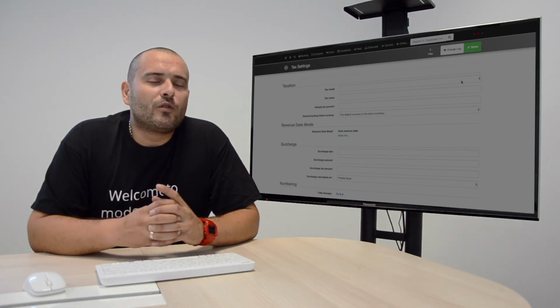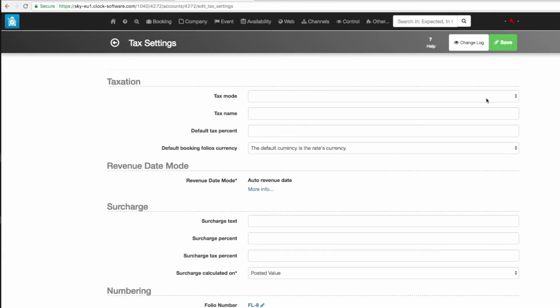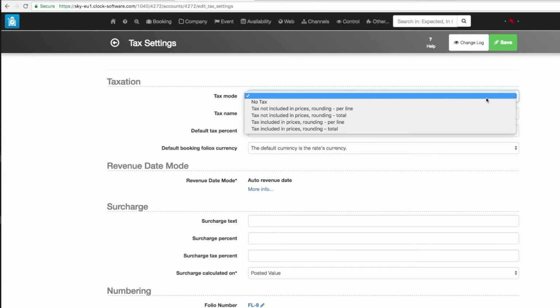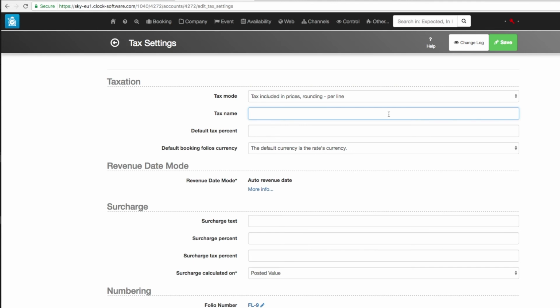Now it's time to move on to the setup itself. From the main menu, go to Other, Settings, Tax Settings. Select the tax mode. Enter a short name for the tax, for example, VAT, TVA, GST, tax, and so on. Enter the most common tax value. It will be suggested automatically for new charges, new charge templates, and new rates. If necessary, it can be changed for each specific instance.